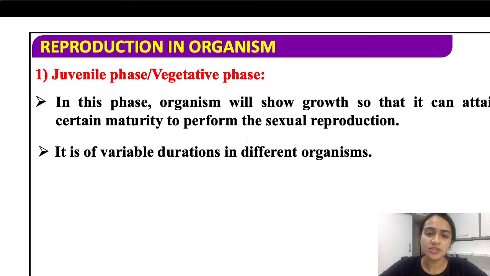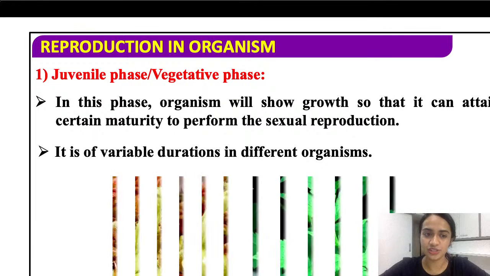It is of variable duration for different organisms. A plant may have a juvenile or growth phase for a very short period of time, whereas humans take more time. So every organism has different durations.